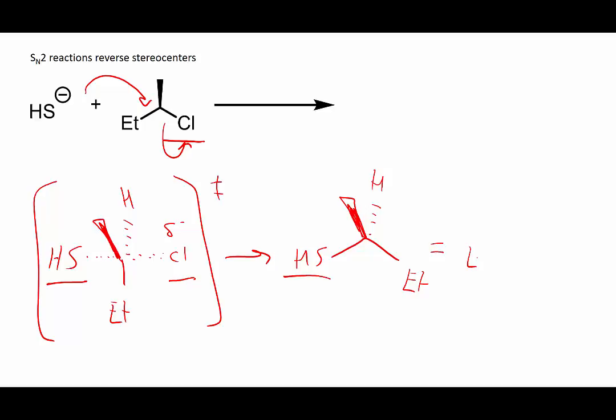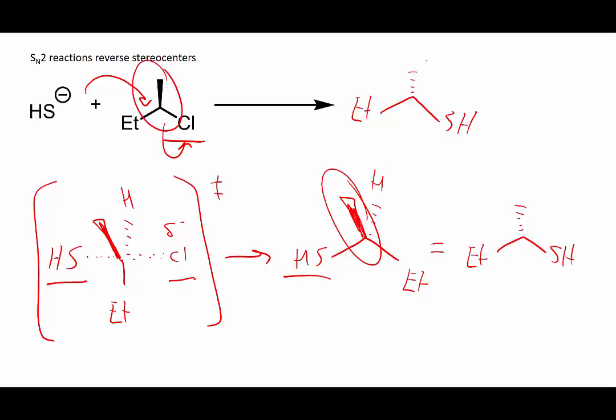If we do that, the ethyl group is now on the left, the SH is on the right, and this methyl group, which was pointing towards you originally, flips over to the other side. It's now on the back. So the product of this reaction will have the methyl group with the stereocenter reversed. So it was a wedge, and now it's a dash. And that is a direct result of the backside attack of our thiolate, or our nucleophile.